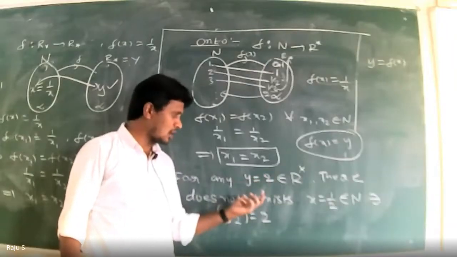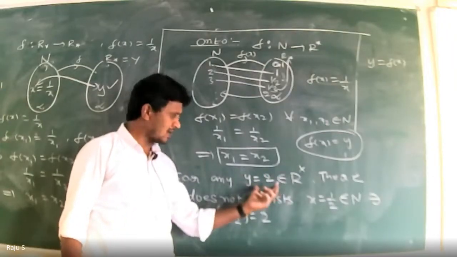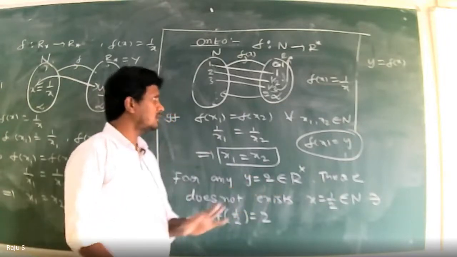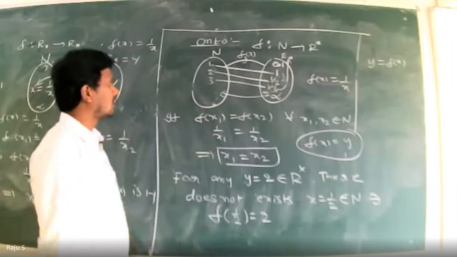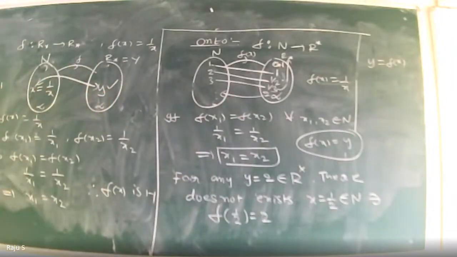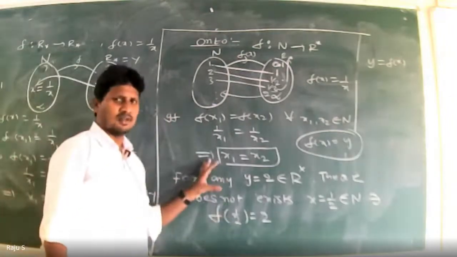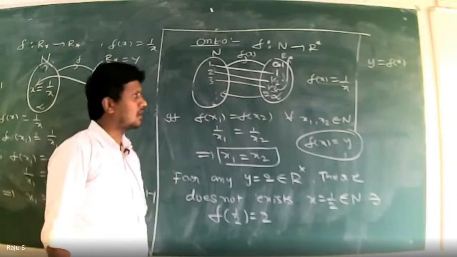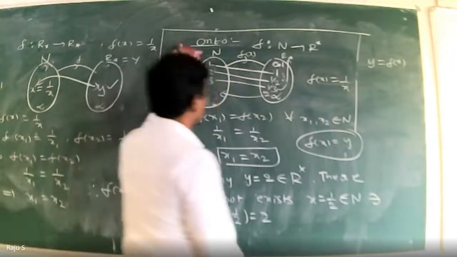So did you get an idea about how to check onto? Just to give some example why it is not onto. Here, just mathematical representation is enough. No need to draw that Venn diagram. No need there, right? I have written it only for understanding.